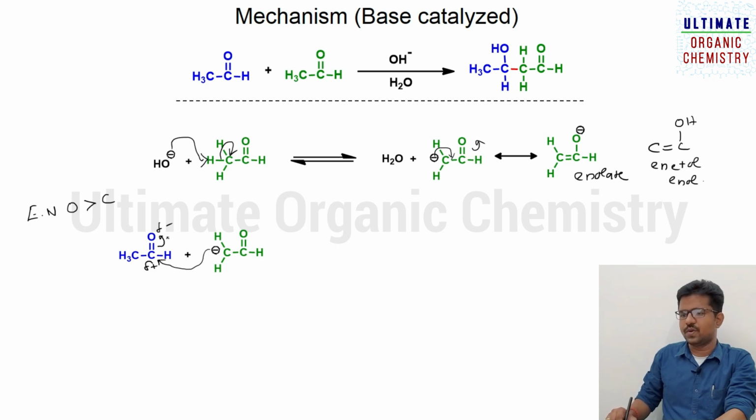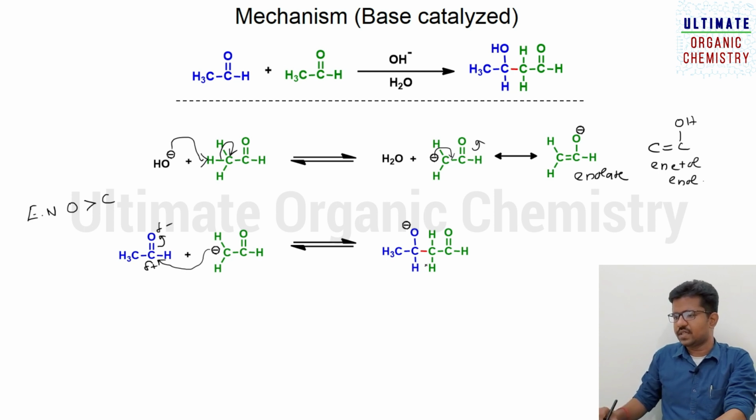This electron moves towards the oxygen atom. It forms this alkoxide intermediate. So the new C-C bond is formed, which is mentioned here in red color. Please understand. Next, this alkoxide has to become a neutral molecule.